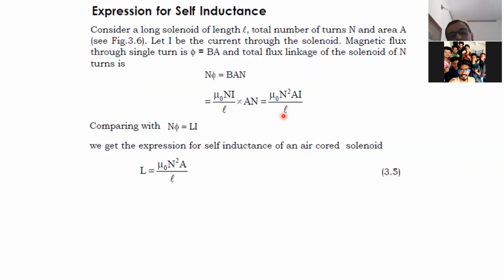So it is μ0 N² A by L, if it is air-cored. Suppose there is iron in it. Usually, as I told you about the transformer, a transformer has some iron core in it. An electromagnet has an iron core in it.